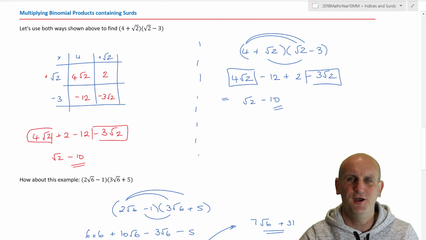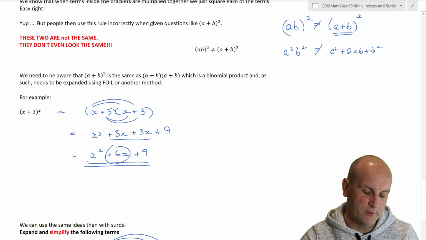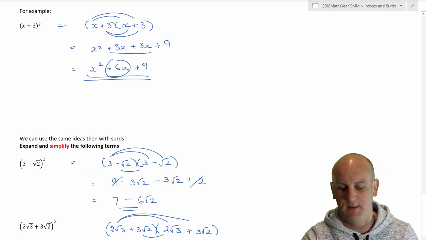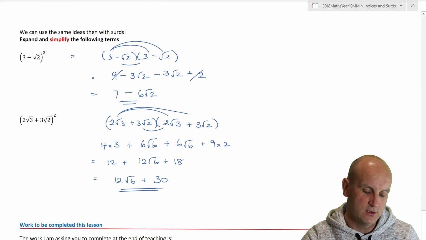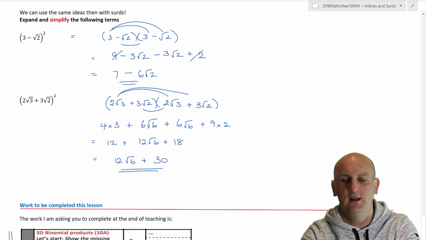We looked at surds and binomial expansions, and we looked at throwing in curveballs, the idea that we can actually raise these binomials to a power of 2, and it's always a good idea to multiply them out, or at least write them side by side so that we can FOIL it.